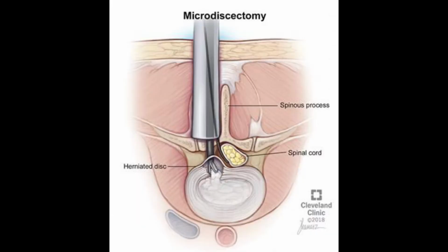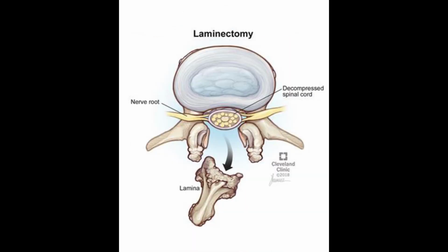We could do microdiscectomy, wherein the herniated disc is repaired so that it won't impinge on the spinal cord, it won't exert pressure on the spinal cord. Also, if the concerned structure is the lamina, we can do laminectomy, which will remove the lamina of the spinal vertebra.